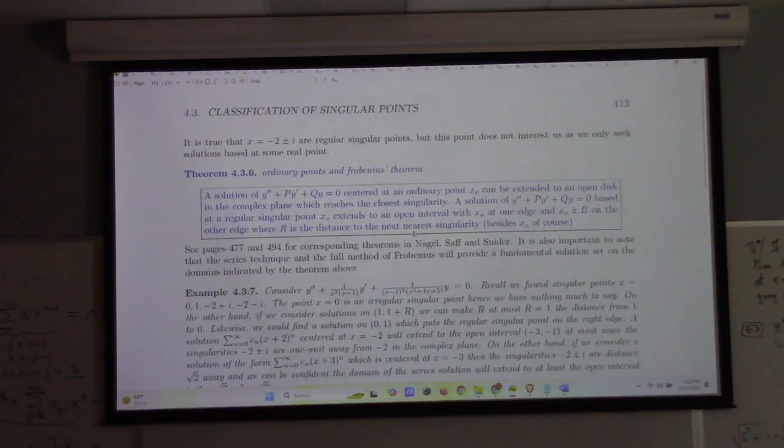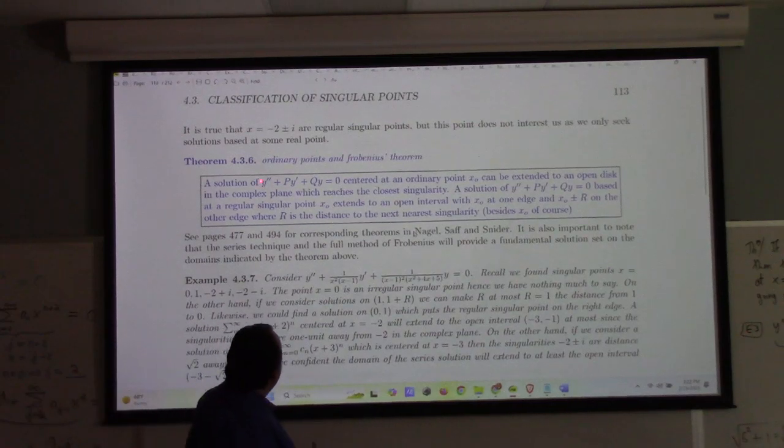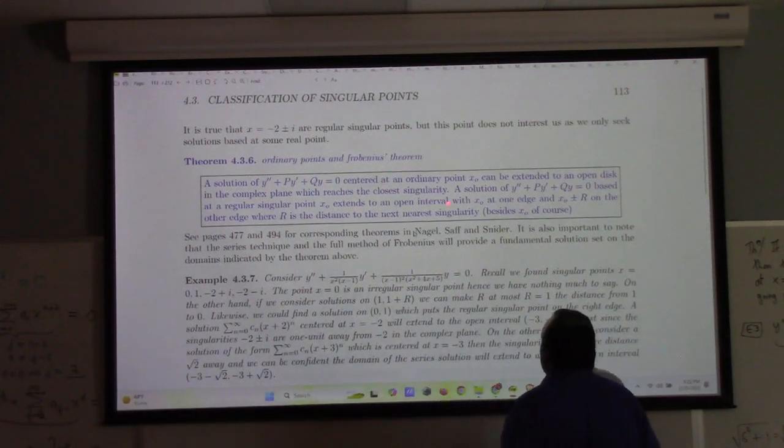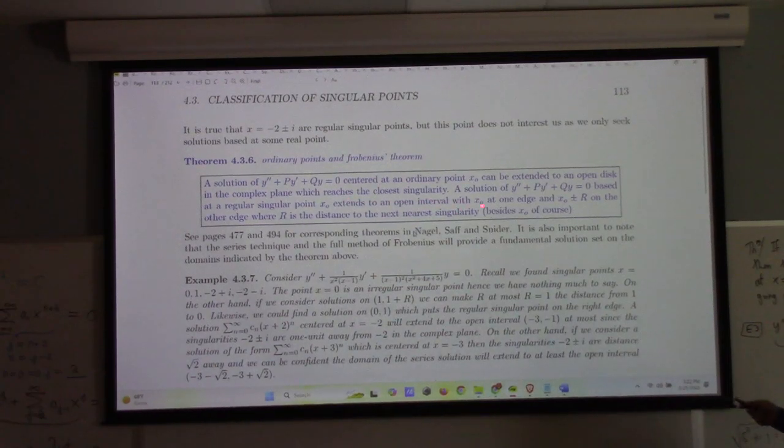All right, so enough about that. So this is the Frobenius theorem. Frobenius theorem says that a solution of y prime prime plus p y prime plus q y equal to 0, centered at an ordinary point x naught, can be extended to an open disk in the complex plane, which reaches the closest singularity. And, well, this is what I already told you. That was this theorem. A solution, on the other hand, of y prime prime plus p y prime plus q y equals 0 based at a regular singular point x naught extends to an open interval with x naught at one edge and x naught plus or minus r on the other edge, where r is the distance to the nearest singularity besides x naught.